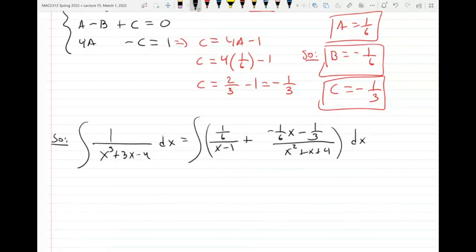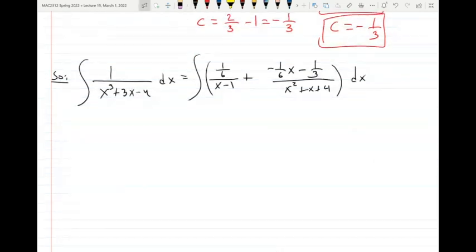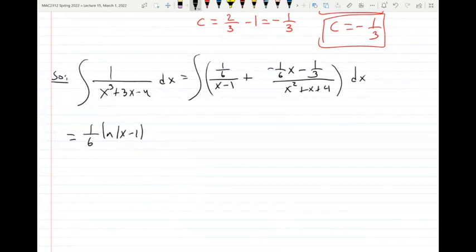Okay, so now I'm going to solve this integral. How do we solve this? The first one is easy. The first one is ln, right? Now, what's the technique for the next one? So in general, what you can do is, yes, but we need to be a little bit smarter about that. So, okay, the first one is okay. It's 1 over 6 ln of x minus 1.